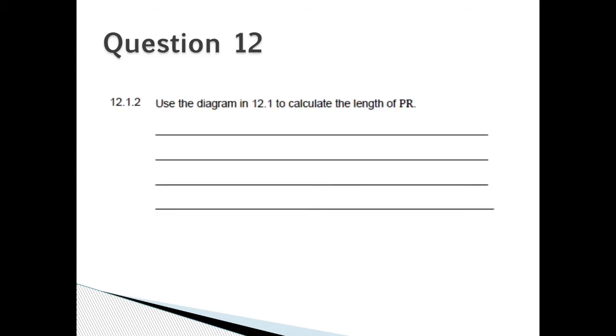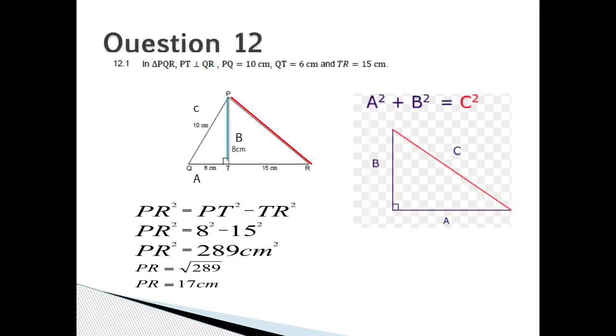12.1.2. Use the diagram in 12.1 to calculate the length of PR. If we look at the triangle that's been given to us, we can see that PQ is 10 centimeters given. QT is 6 centimeters given. TR is 15 centimeters given. You can calculate PT to be 8 centimeters using your Pythagoras theorem.